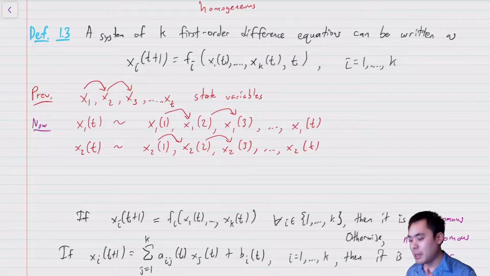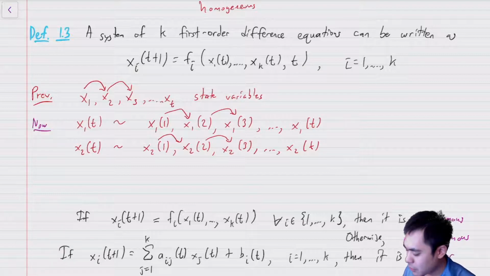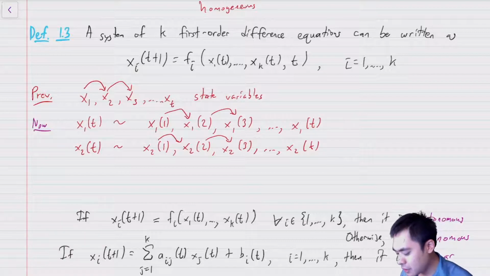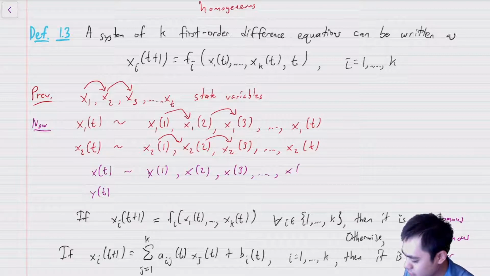Another way of thinking about it, which might make life a little bit easier if you only have, say, 2 first-order difference equations, is that you can use different letters for it, and sometimes that can be evocative. So for example, here, instead of writing x1 of t and x2 of t, maybe you'd write just x of t and y of t, in which case you have x of 1, x of 2, x of 3, and so on, x of t, and this is y of 1, y of 2, y of 3, and so on.